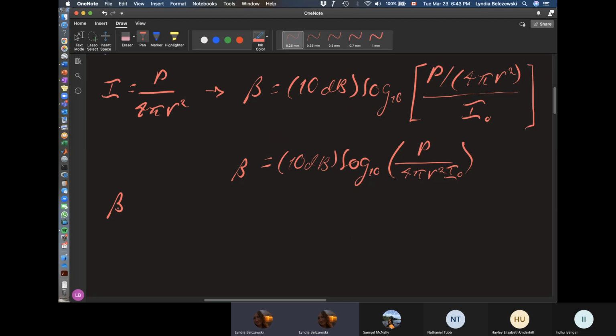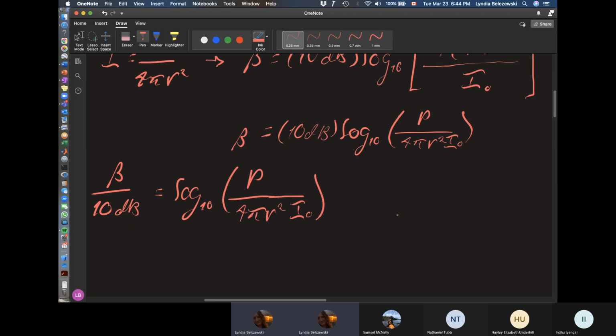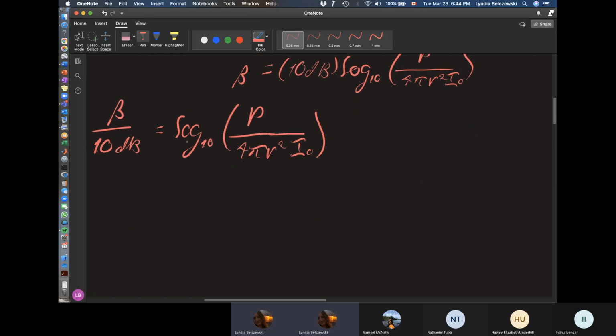So I'm going to take beta and divide it by 10 decibels, which leaves log base 10 of the stuff. And so now we can do 10 to the power of both sides to get rid of this logarithm here. So I'll have 10 to the power of beta over 10 decibels is equal to, and so that 10 to the power will cancel out the logarithm on the right-hand side. We'll have P divided by 4 pi r squared I naught.